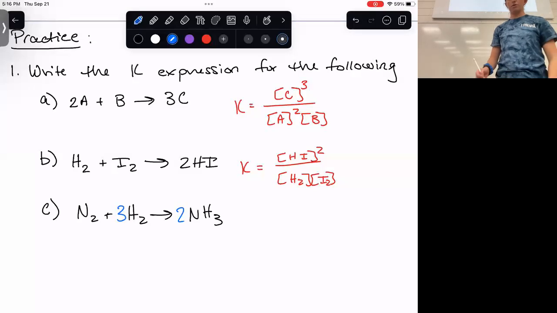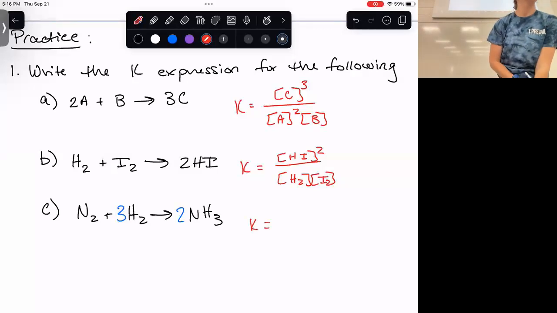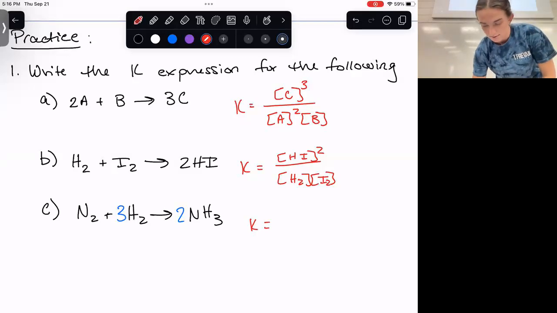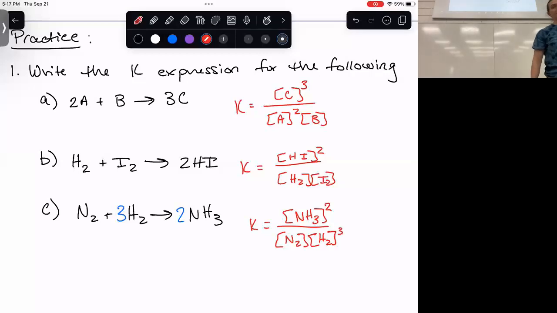Okay, so if we now have 1 nitrogen plus 3 hydrogens goes to 2 ammonia molecules, what is our K? K is equal to NH3 raised to the second power over N2 not raised to any power other than 1, and H2 raised to the cube. Perfect. Okay, so this is your first lesson: make sure that your reaction is balanced before we start using it.